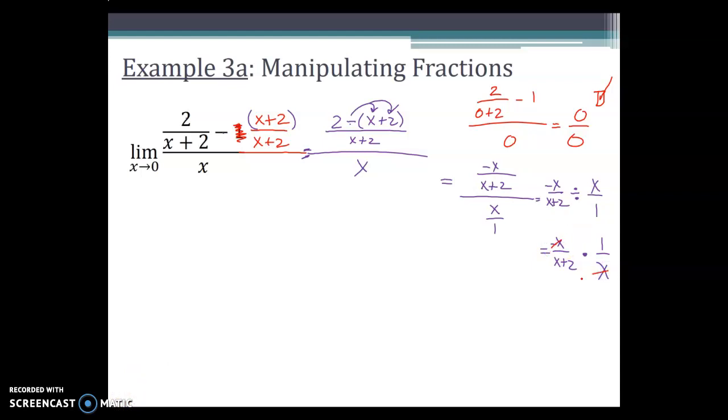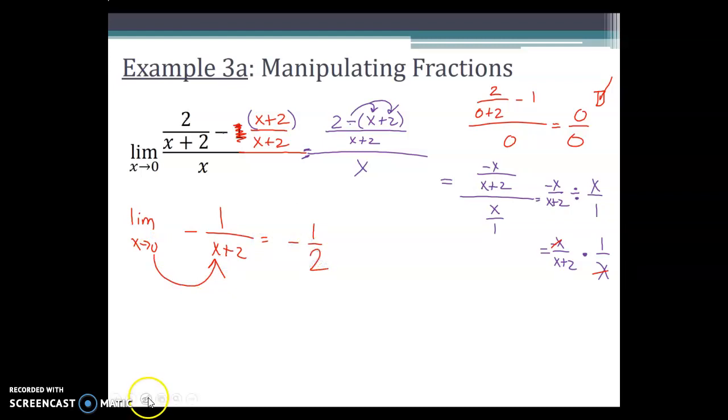So now we get negative 1 over x plus 2, and hopefully that will allow us to evaluate the limit as x approaches 0 of this function. It absolutely does. Stick a 0 in right there, and you simply get negative 1/2.